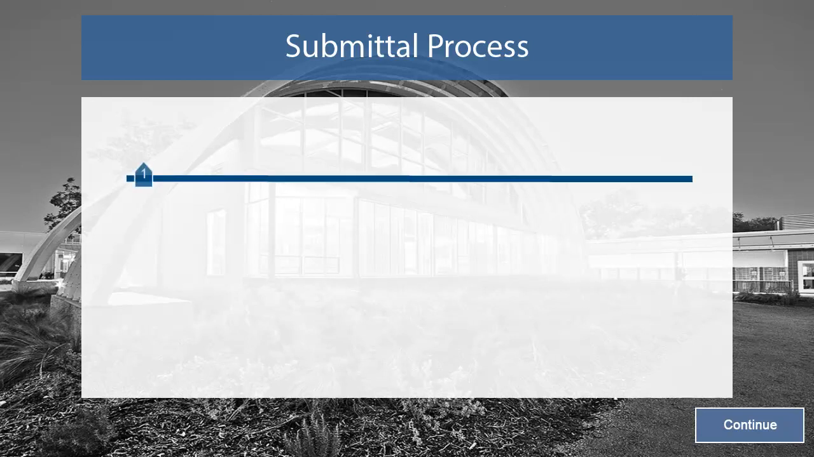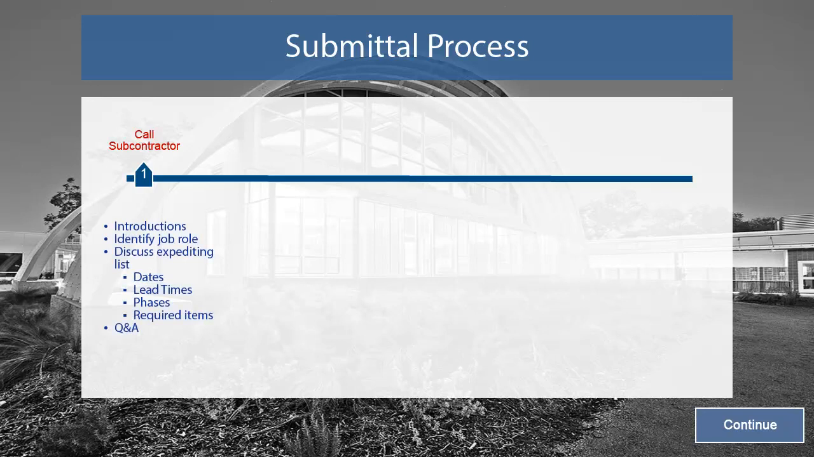Keep in mind that we will investigate each of these steps in greater detail, but this overview will help you identify the big picture. First, you will contact the subcontractor to introduce yourself, identify your involvement with the project, and discuss the expediting list. You will address all aspects of the list, and identify required submittals needed from the subcontractor. You will also answer any questions they may have about the process.